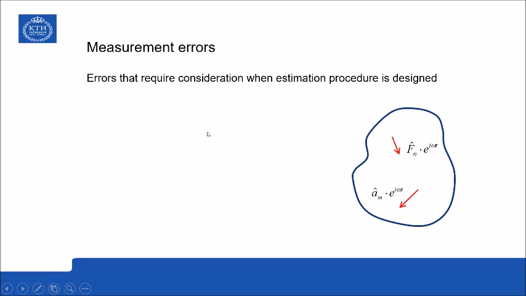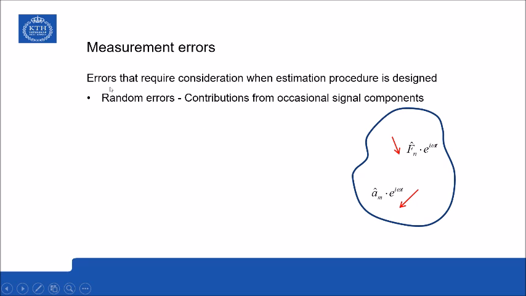Well, first of all, we need to design an estimation procedure that considers these errors in the best possible way. And one type of error that needs consideration is random errors. That is contributions from signal components that happen not regularly, but occasionally. Someone might, for instance, happen to slam the door in a measurement, and this door slamming might give an unwanted contribution to the signal that needs to be taken care of.